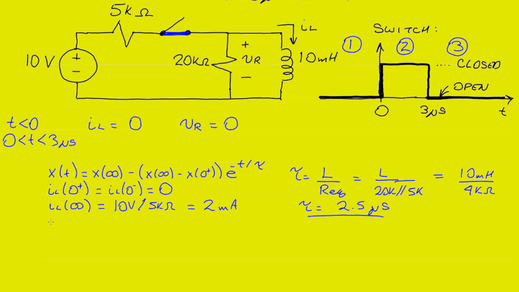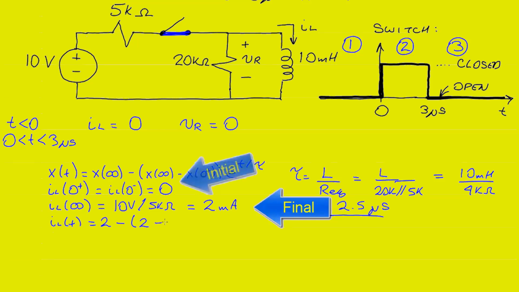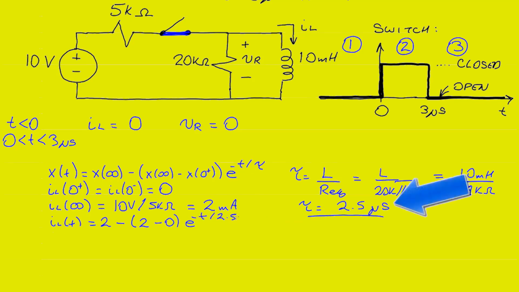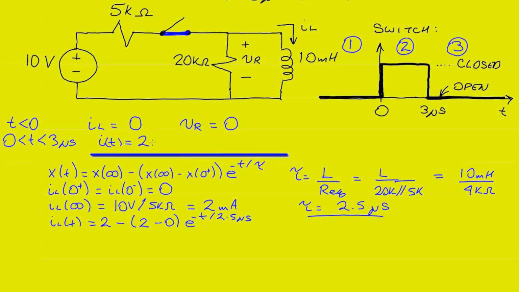We can now write our inductor current as IL of t will be equal to its final value, 2 milliamps, minus the difference between its final value, 2 milliamps, and the initial value, which is 0, times e to the minus t over 2.5 microseconds. We can clean that up and write it up here so we can put them all together. I of t will be equal to 2 minus 2 e to the minus t over 2.5 microseconds. And our units for this will be in milliamps.